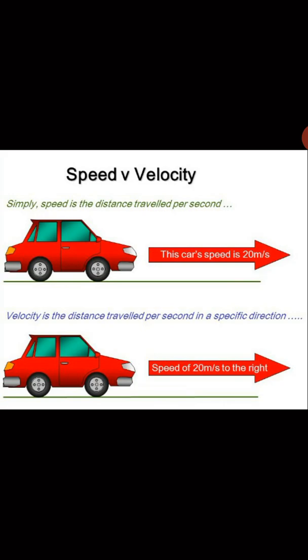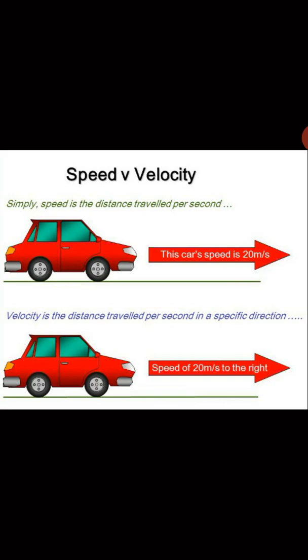One more example here. The car is moving at a speed of 20 meter per second. So here the units meter per second is used for the speed. Now the car is moving with 20 meter per second. Okay, that means it is its speed.